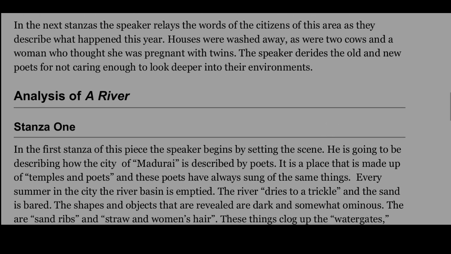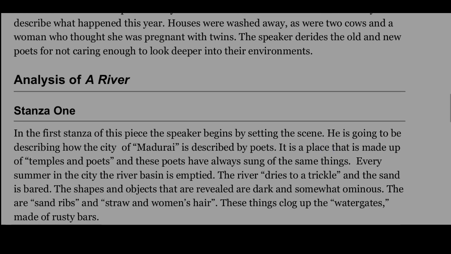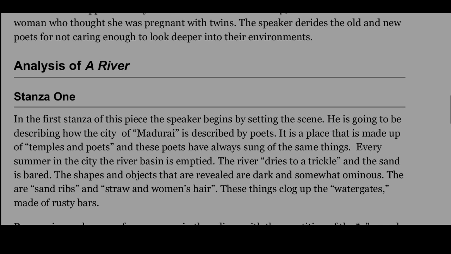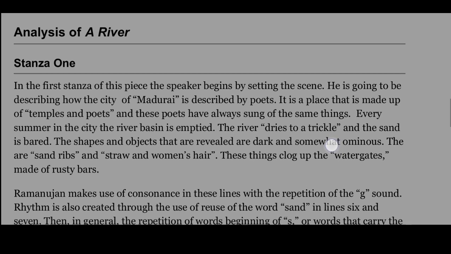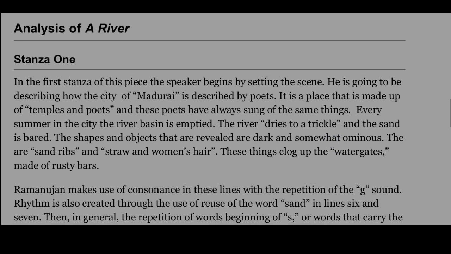In the next stanza, the speaker relays the words of the citizens of this area as they describe what happened this year. Houses were washed away, as were two cows and a woman who thought she was pregnant with twins. The speaker criticizes the old and new poets for not caring enough to look deeper into the environment. So this was the summary of the poem, and now we move on to analyze the stanzas one by one.